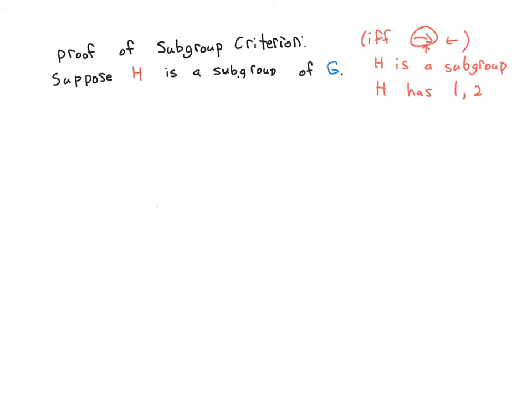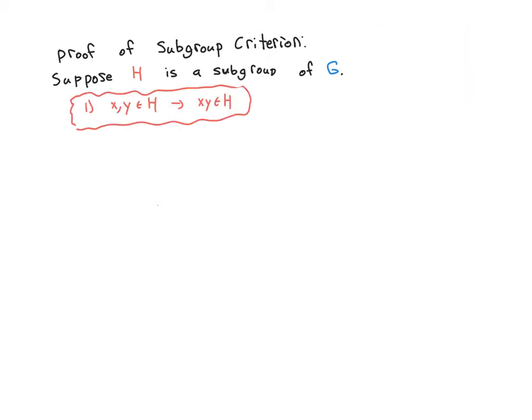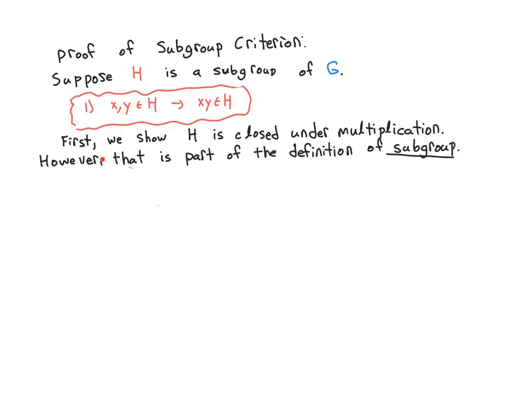First, suppose H is a subgroup of G. We need to show that it's closed under multiplication and inversion. So as a reminder, closed under multiplication means for any x and y in H, x times y is in H. Oh, but that's part of the definition of a subgroup. Remember, a subgroup is any subset that's closed under multiplication with the additional property that it also happens to form a group. So we show that H is closed under multiplication. However, that's part of the definition of subgroup. So you're taking one of the properties in the definition, and, well, it's true.